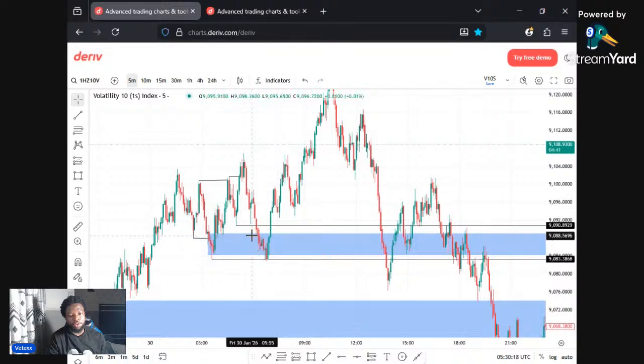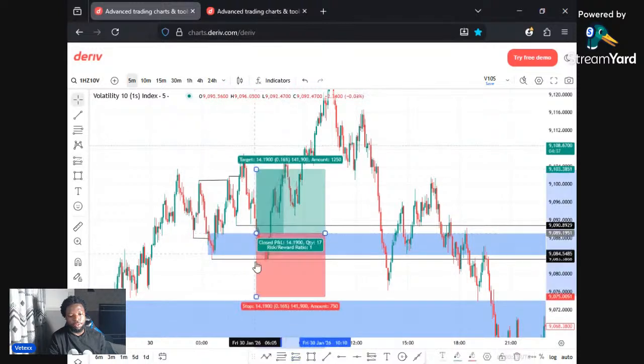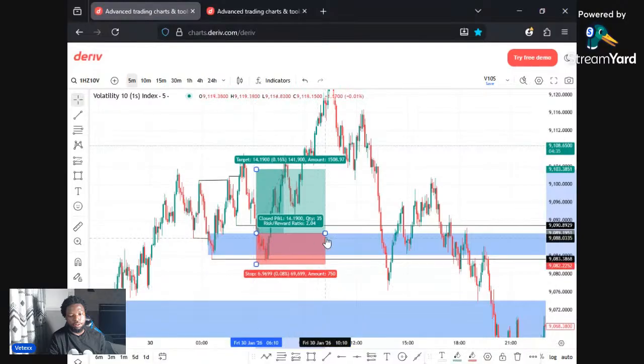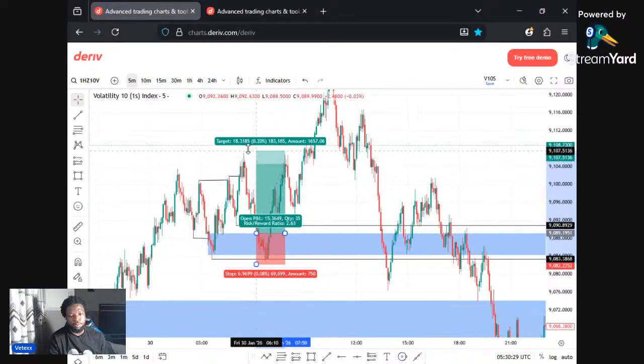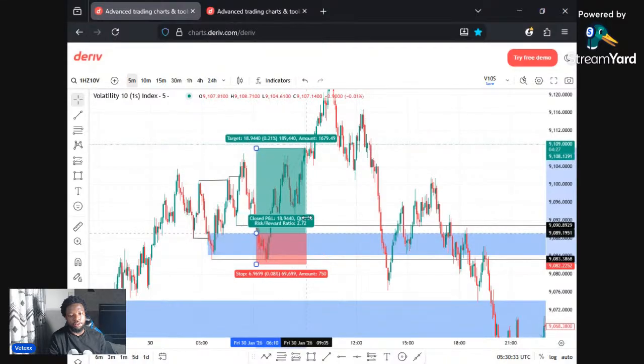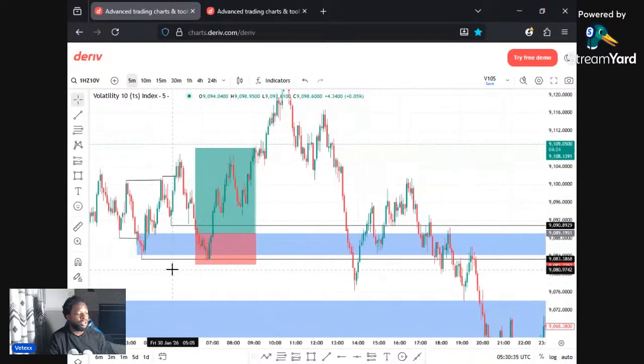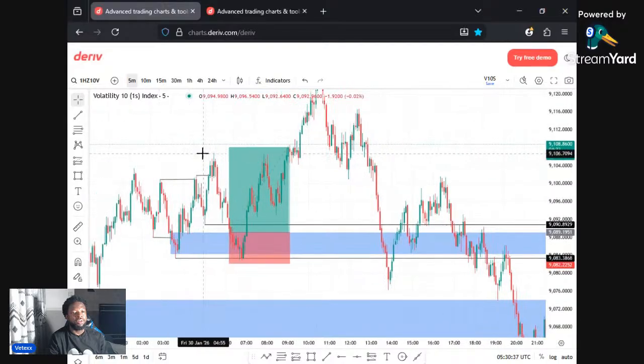So you get your direction from the higher time frame and then you do your execution on the lower time frame. So this is the full target. You see that price smashes the target yesterday. All right, price smashes the target. So this is what played out yesterday on V10s.